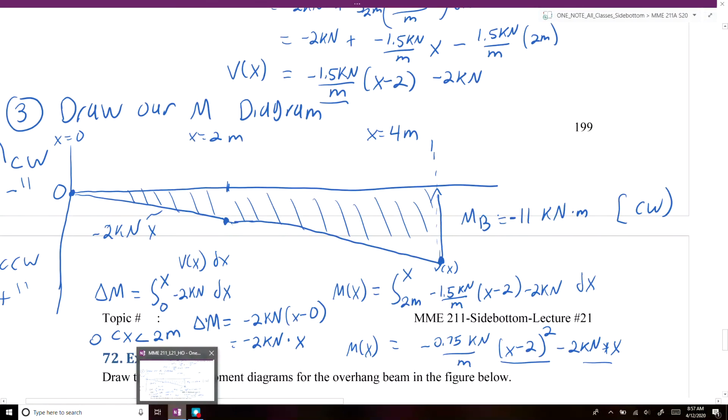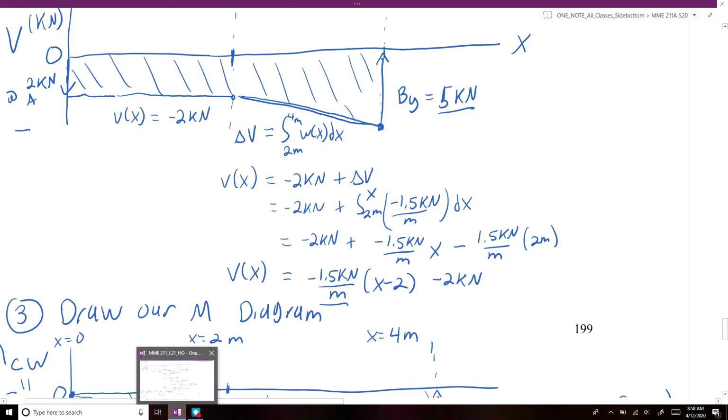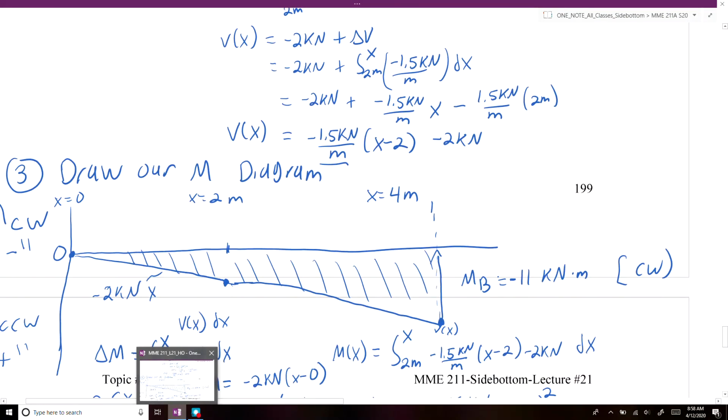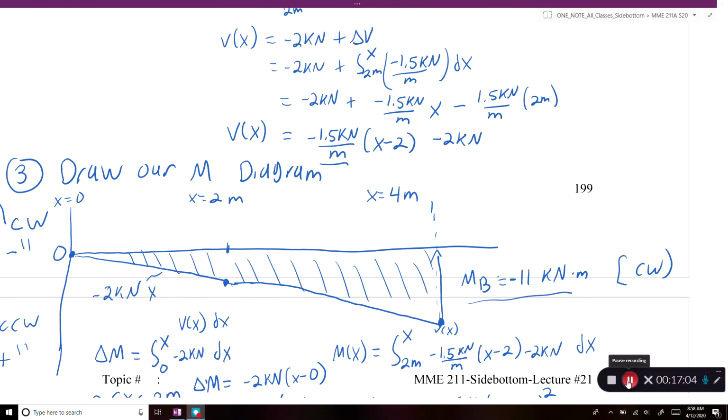And then we can draw our moment diagram, and we just have to integrate the functions that we had originally solved for in the first part of the problem. In addition to those integrations, you have to include the effects of any couple moments, and in this case the only couple moment was applied at the support on the right hand side. So that concludes this problem, and then we'll do one more example problem on shear and moment diagrams.